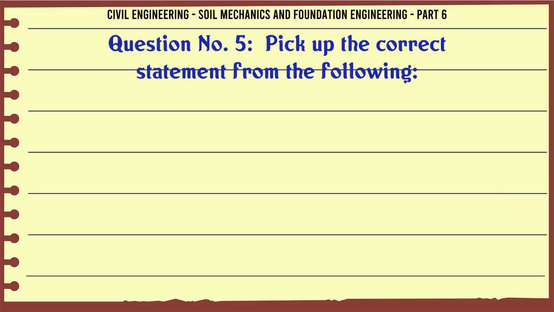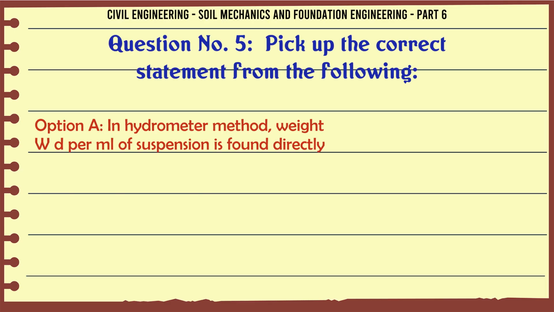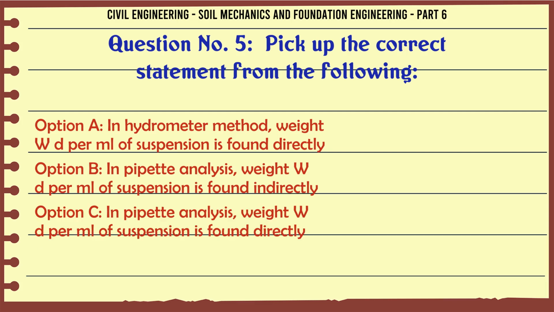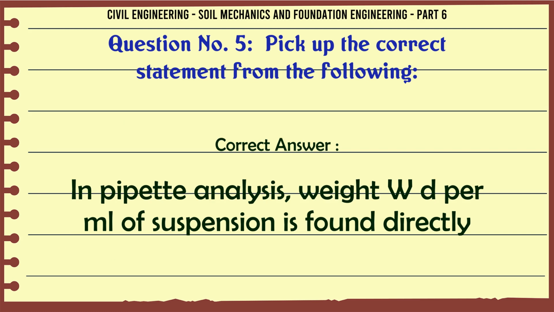Pick up the correct statement from the following. A. In hydrometer method weight Wd per ml of suspension is found directly. B. In pipette analysis weight Wd per ml of suspension is found indirectly. C. In pipette analysis weight Wd per ml of suspension is found directly. D. None of these. The correct answer is in pipette analysis weight Wd per ml of suspension is found directly.